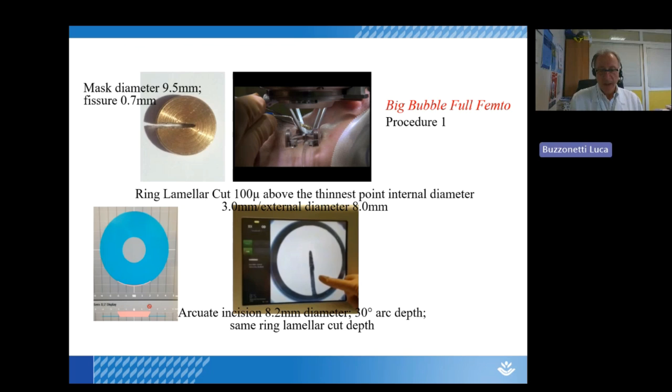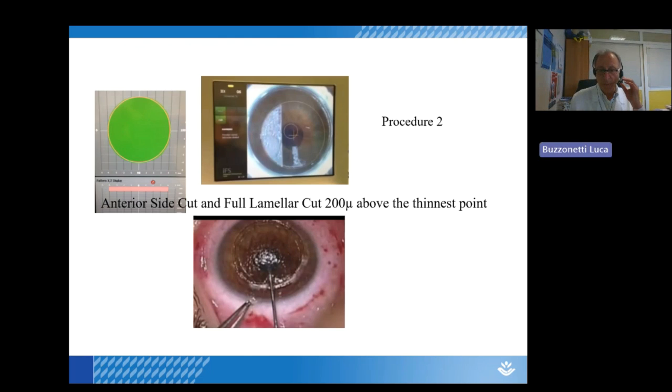And you can see in the slide, the laser could work only in the open area, so providing the creation of an interstromal channel for the cannula insertion. Then an arcuate incision of 30-degree arc depth provided the entrance to the channel from the corneal surface. Then the laser performed a full lamellar cut 200 microns above the thinnest point to create the lamella.